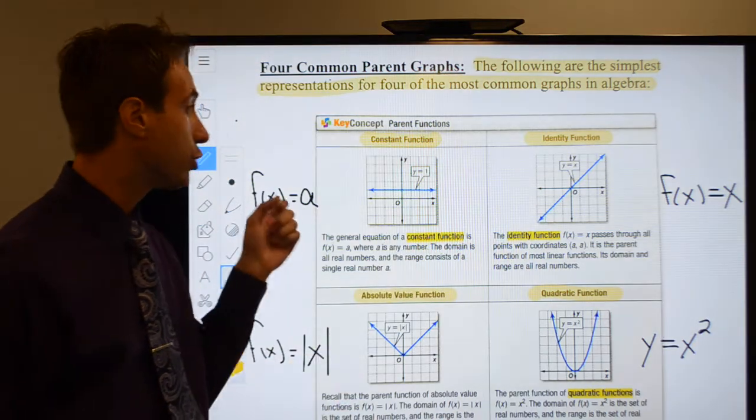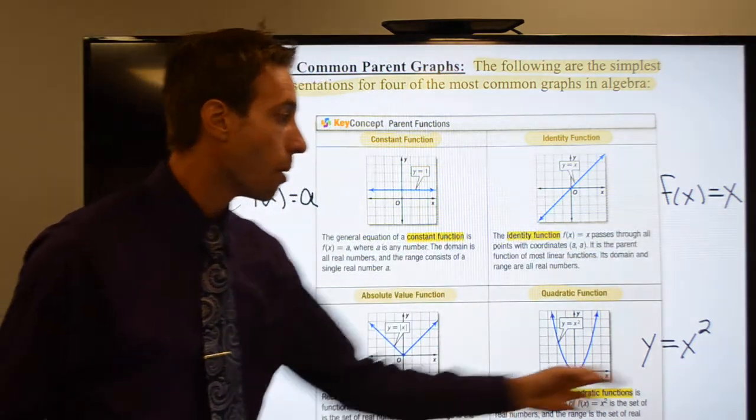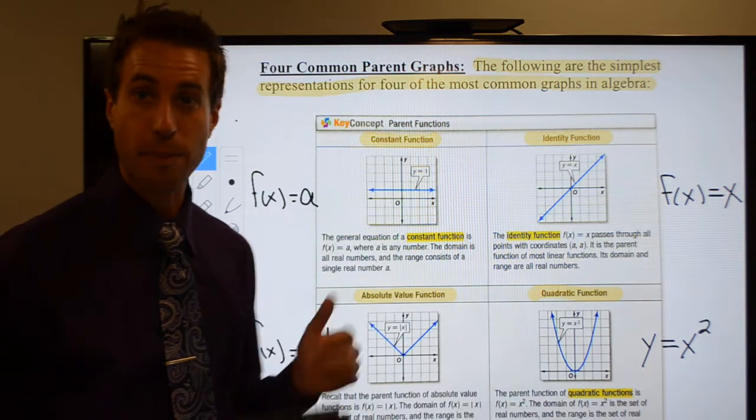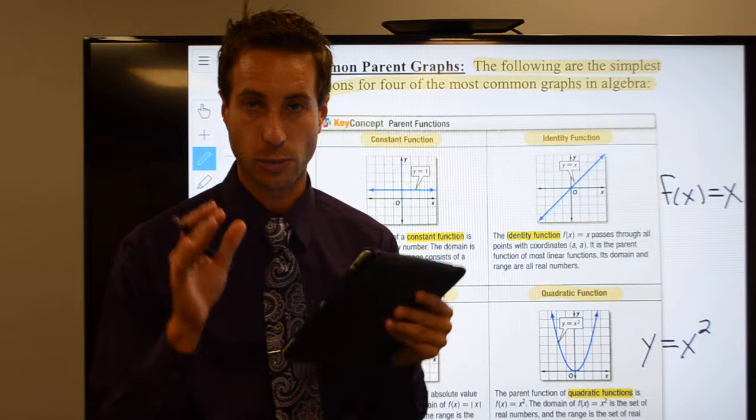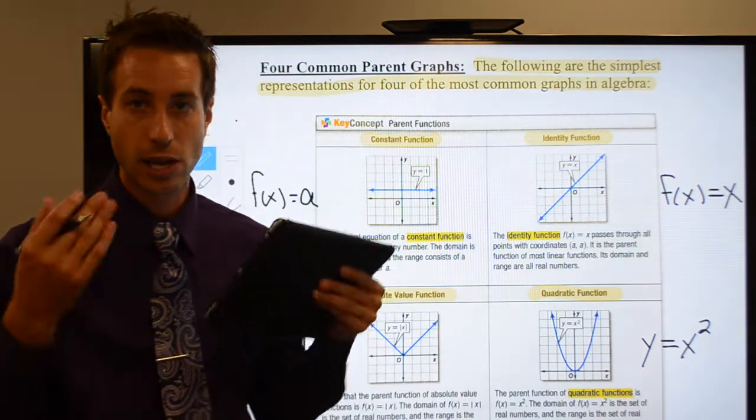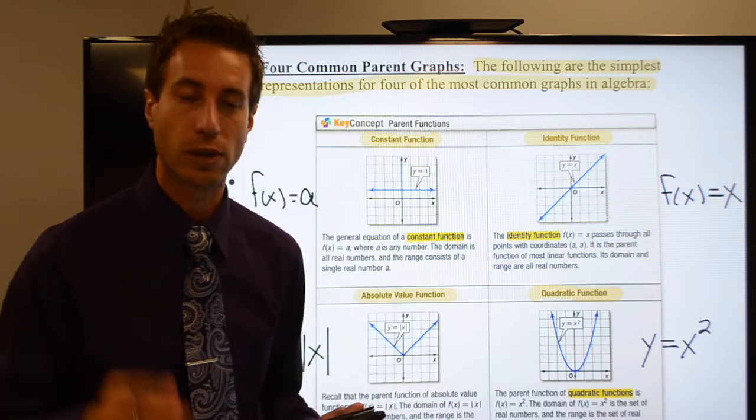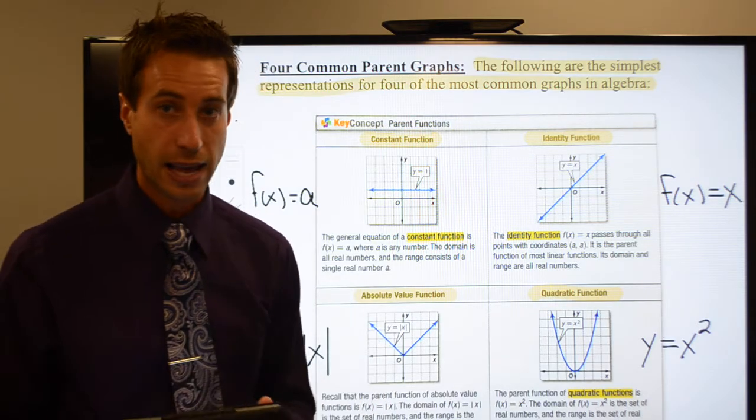Please make sure you know these. You do need to know both their equations and what they look like. So make sure you take some time, read through this page, and convert short-term memory to long-term memory so that you know what these graphs look like. We're going to use them all through this section and the rest of the year.